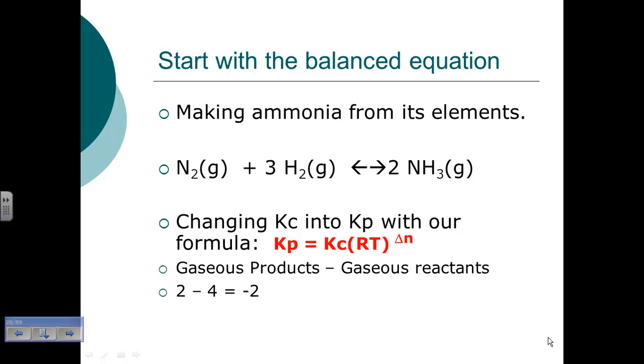How many moles of gaseous product do you see? I see 2 in front of the ammonia. How many moles of gaseous reactant do you see? Well, I have 1 from the nitrogen plus 3 more from hydrogen. I'm seeing a total of 4 gaseous moles on the left side of our arrow. Remember, the delta N is products minus reactants for gases only. And I'm looking at a value of 2 minus 4. We get a -2. So the delta N is -2.